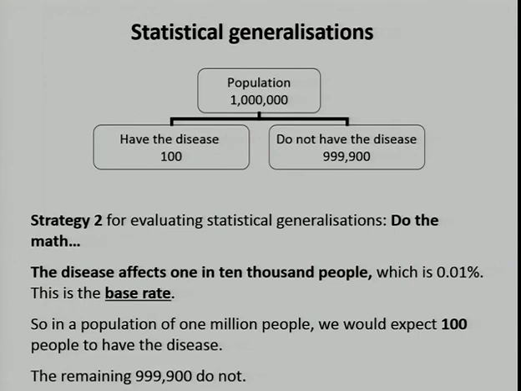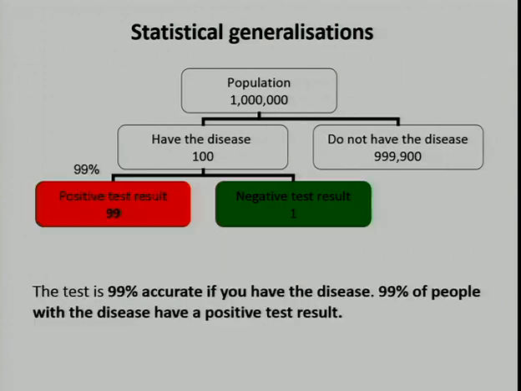Not rocket science. Okay, so that's what you do, and from that it's obvious how many people in this fictive population wouldn't have the disease. And now you apply what you know about the accuracy of the test to this fictive population, right? So 99% of the people with the disease are going to get a positive test result. That's just what the accuracy condition in the text tells us. And one person will get a false negative result.